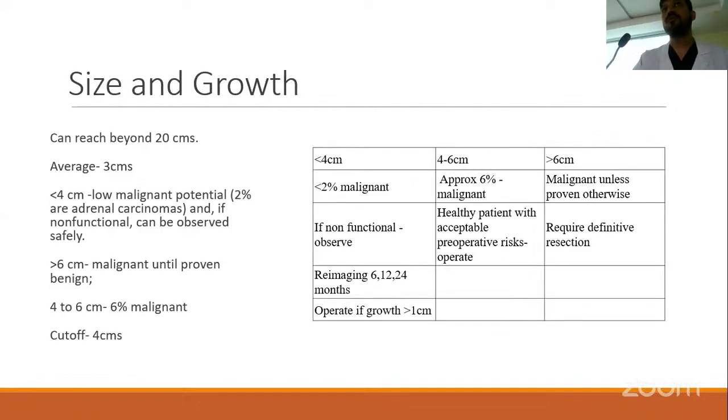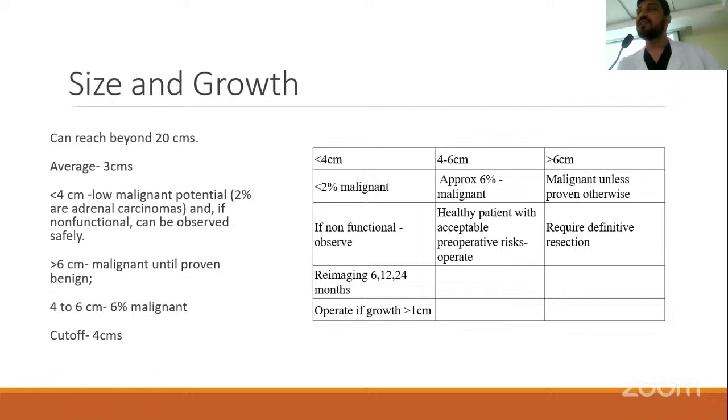Incidentalomas can reach up to the size of 20 centimeters because of the large space in the retroperitoneum. However, the average size is 3 centimeters. In lesions less than 4 centimeters, there can be less than 2% chance of malignancy. Therefore, they can be observed if they are non-functional with re-imaging at 6, 12, and 24 months.